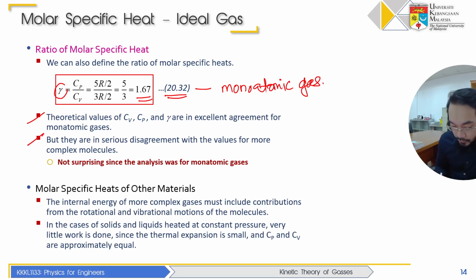For other materials, the internal energy of more complex gases must include contributions from the rotational and vibrational motion of the molecule. In the case of solids and liquids heated at constant pressure, very little work is done since the thermal expansion is small, and C_p and C_v are approximately equal. So like I said just now, if the material is in solid or liquid form, then C is C. Therefore, you can use Q equals m C delta T.